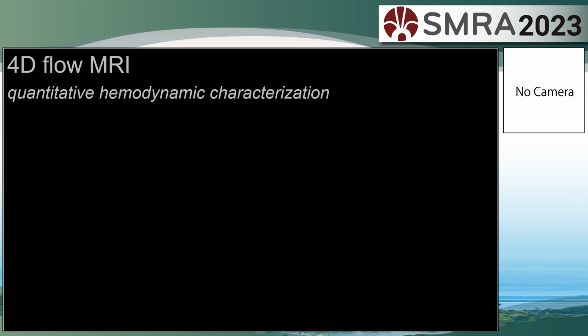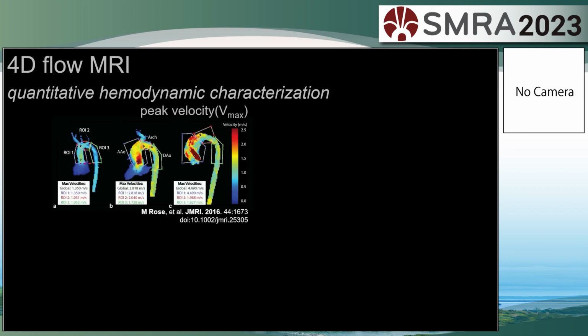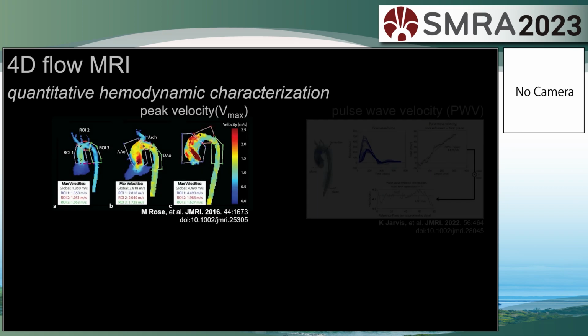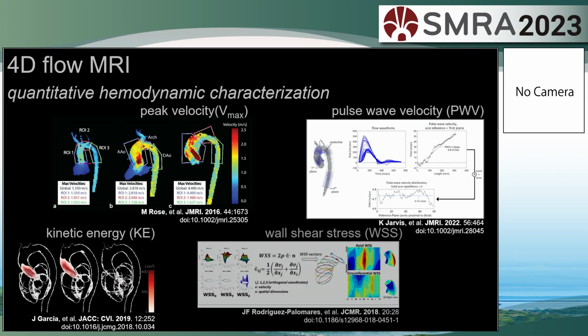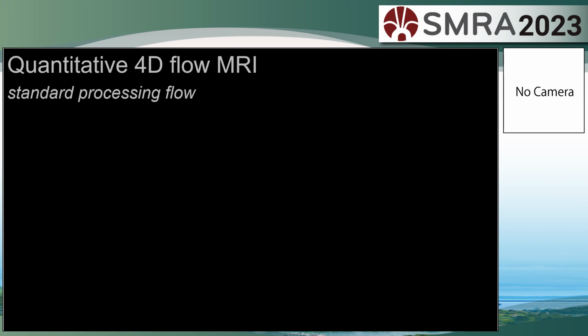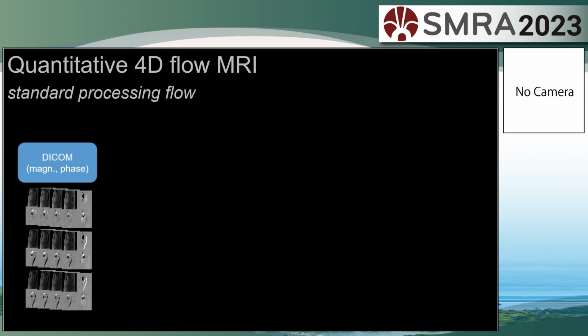Where 4D flow MRI really becomes a powerful tool for science is when we pair it with quantitative analysis to characterize the hemodynamics. So for example, we could quantify peak velocity in different regions of the aorta. We could estimate the aortic wall stiffness using pulse wave velocity. And there are many more parameters that can be accessed through 4D flow MRI.